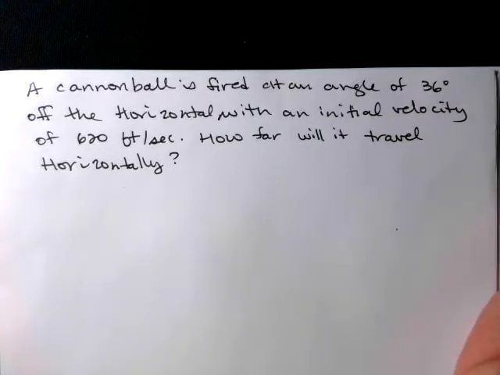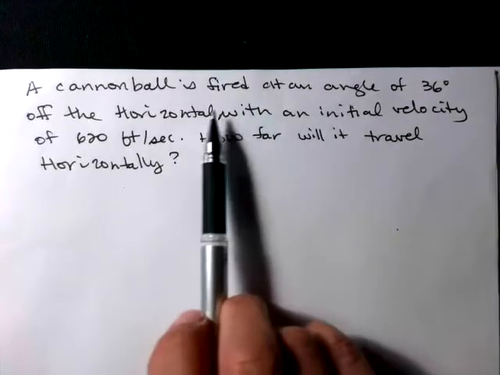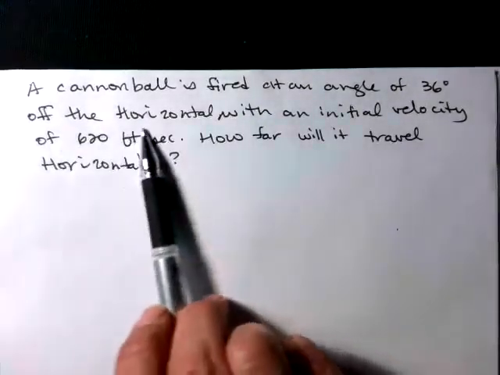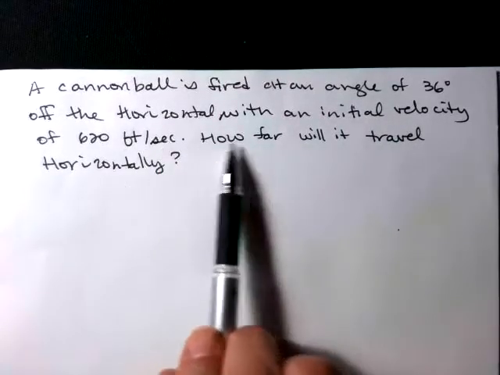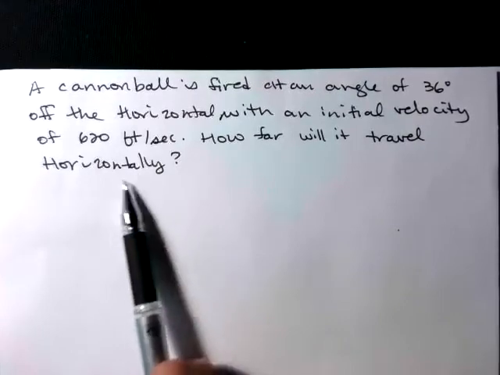So parametric equations are a great way to solve questions like this. A cannonball is fired at an angle of 36 degrees from the horizontal, and the initial velocity is 620 feet per second. How far will it travel horizontally?